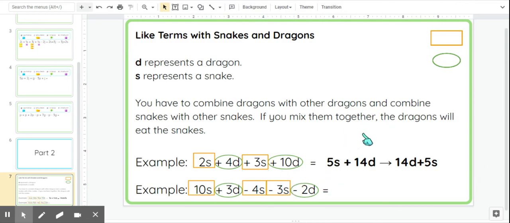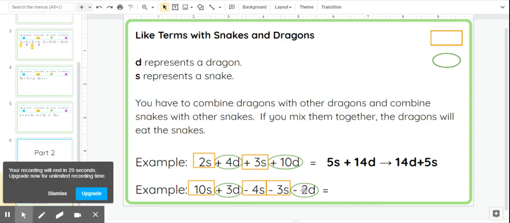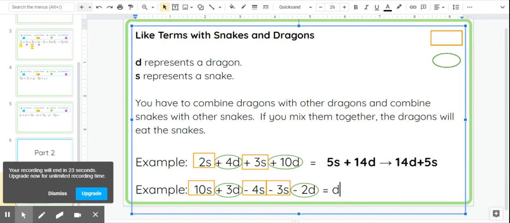All right. So to go in alphabetical order, I'm just going to start with the dragons this time. So I have 3. Ooh, minus 2. It's a really good thing I put this operation symbol inside of that circle. Otherwise, I would have forgotten about it. So we just have 1 dragon. And then for snakes, we have 10 minus 4, which is 6, minus 3 more, which is 3. So 1 dragon and 3 snakes is our final answer.